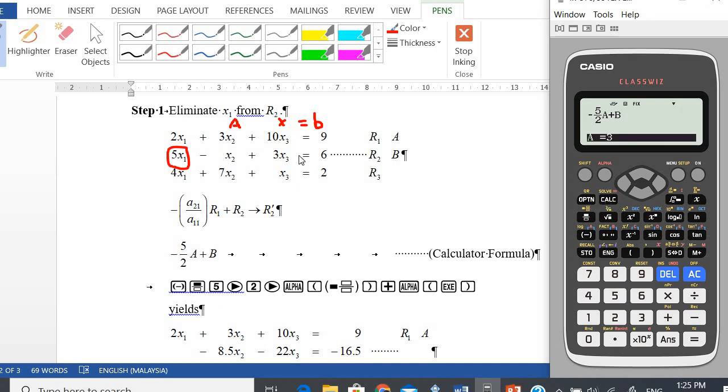Then you calculate again for the third column. A is 10, B is 1. Negative 22. Okay, for the vector B, first row A is 9, B is 6. Negative 16.5. This is using the normal calculate menu.